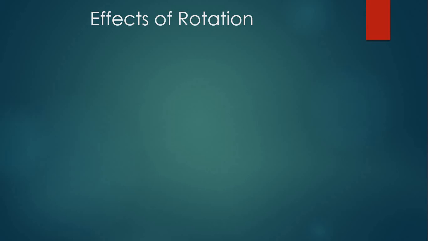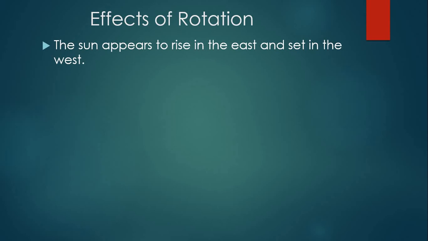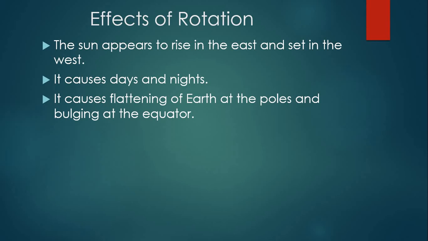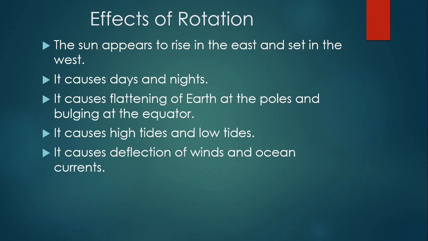Effects of rotation. The sun appears to rise in the east and set in the west. It causes days and nights. It causes flattening of Earth at the poles and bulging at the equator. It causes high tides and low tides. It causes deflection of winds and ocean currents.